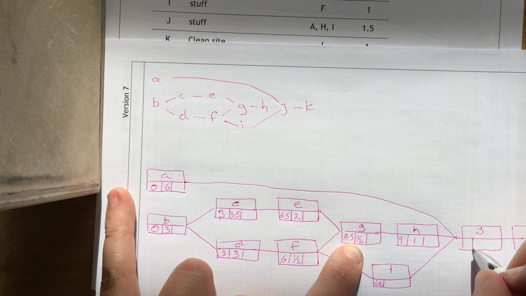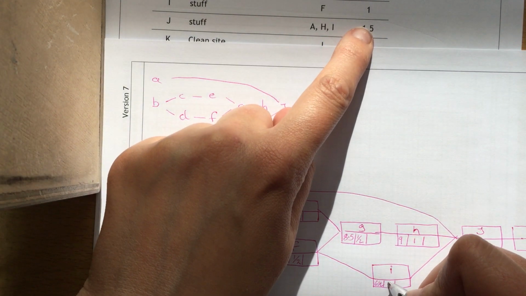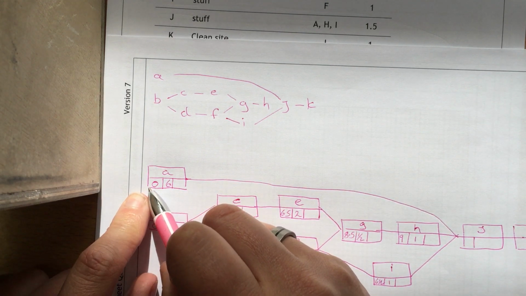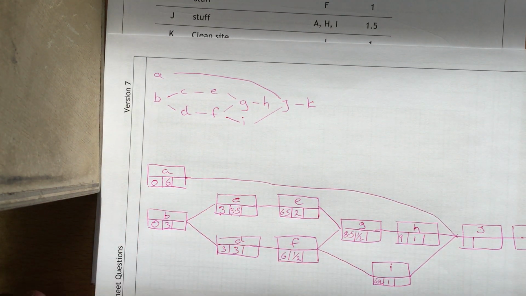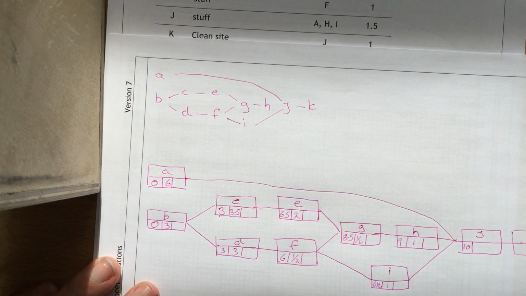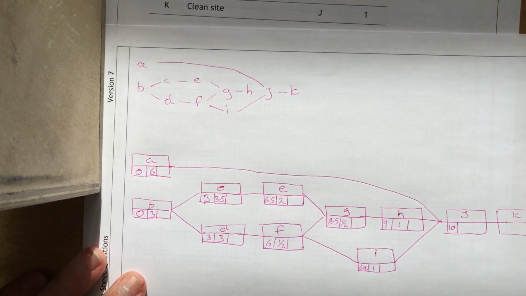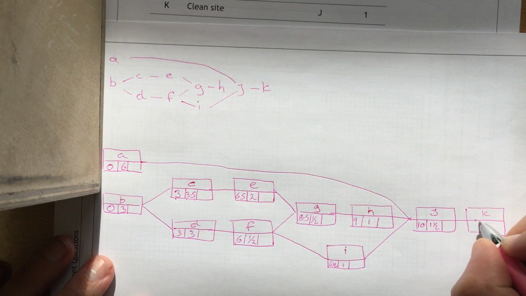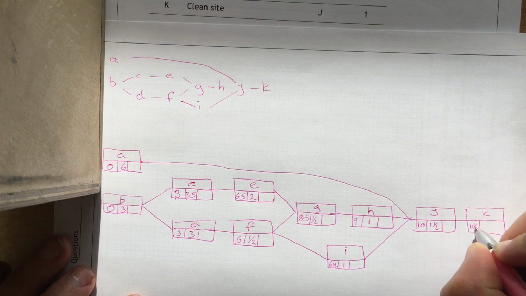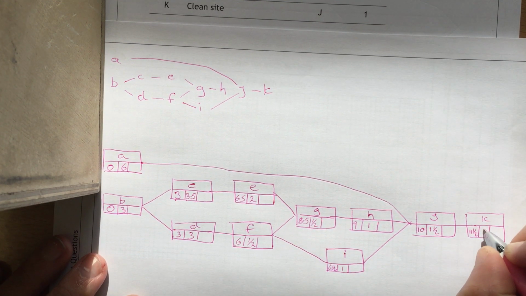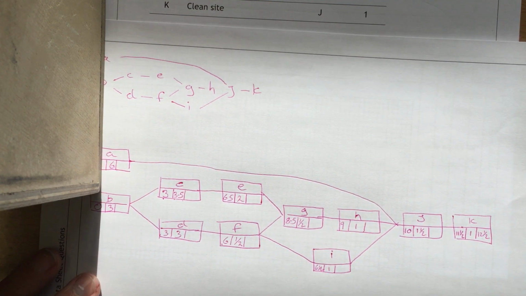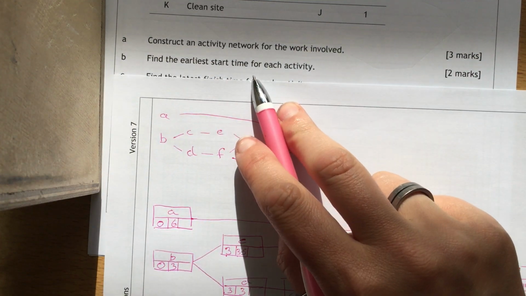So J is going to be able to start either at 6.5 and 1, which is 7.5, or at 10, or at 6. So we need to wait for our slowest person, so that can start at 10. J has a timer of 1.5, so K can start at 11.5. K is going to take 1, so K is going to finish at 12.5. So we've done our earliest start time.